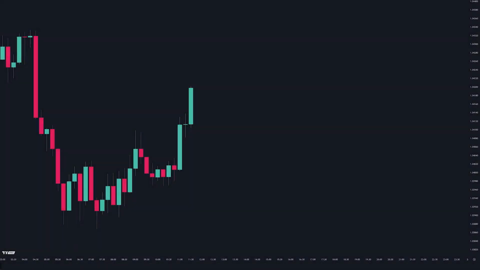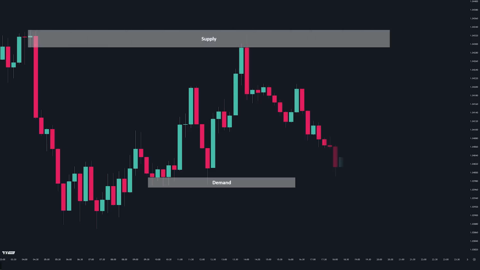How does the system work? The system operates on mitigations. When price mitigates a demand level, demand takes control over supply. Conversely, when price mitigates a supply zone, supply takes control over demand. I know it sounds so basic, but it all will make sense in a minute.